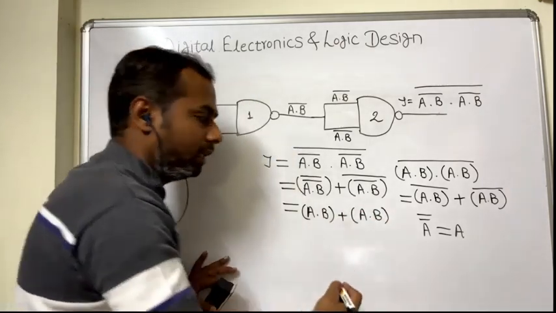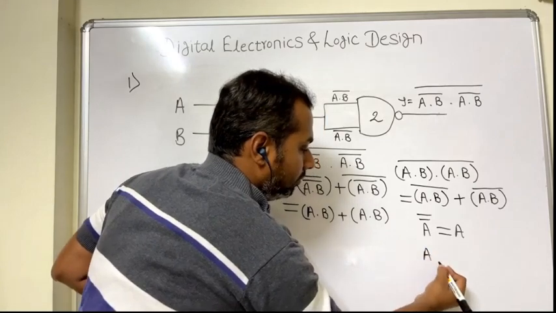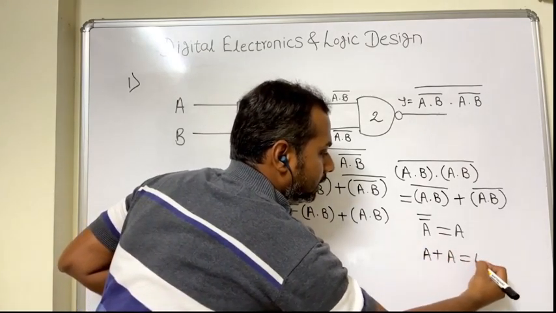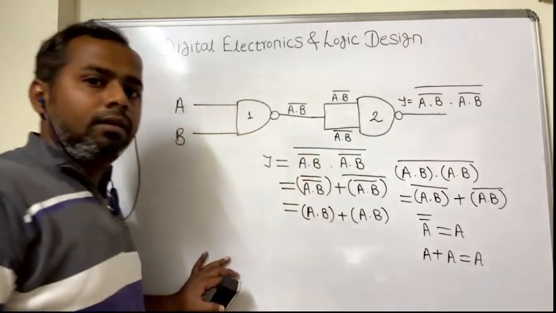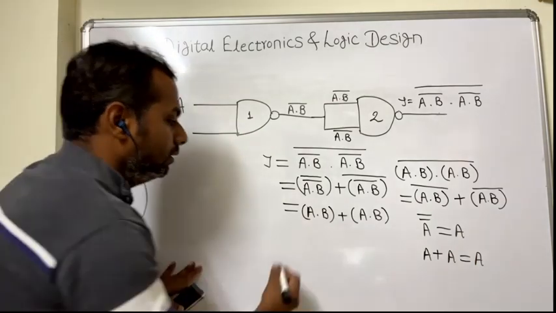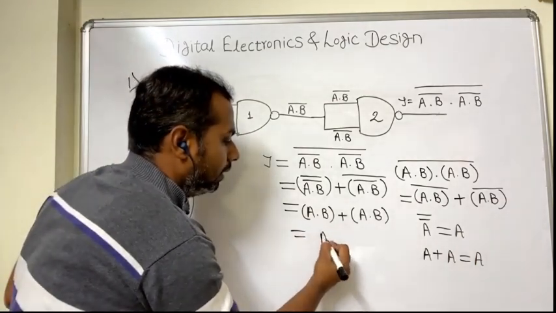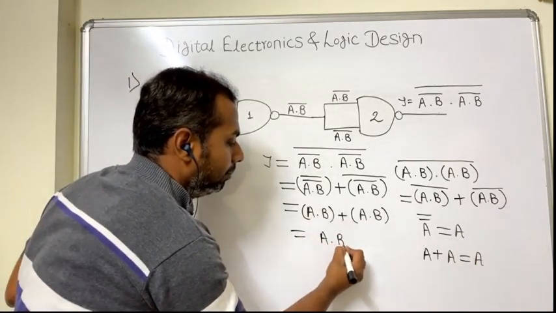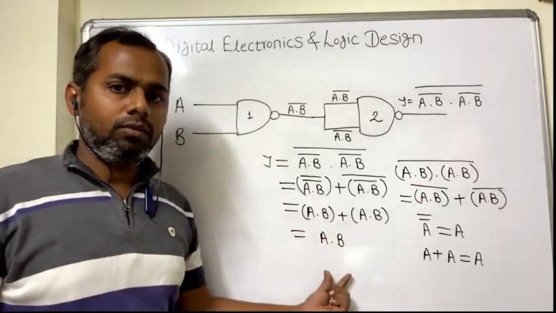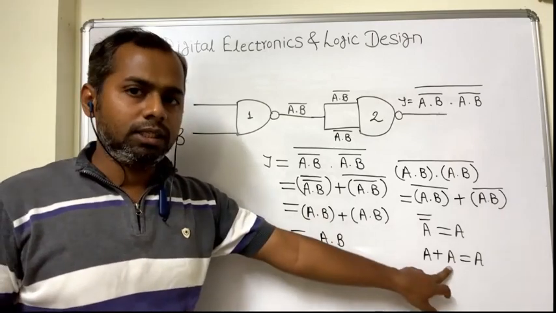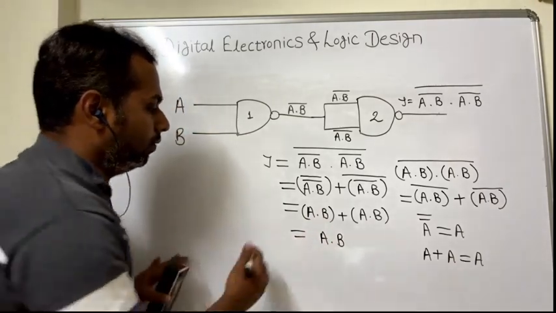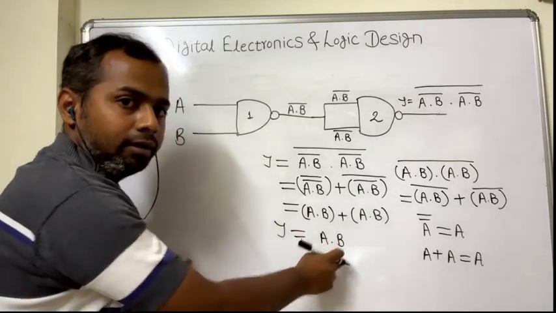Again we will use one theorem here. Suppose we are having a similar term in an OR operation, then its equivalent is always the same term only once. So if I use that rule here, then I can write it as A and B, because the same term is getting repeated. So you can write it only once. That is the logical theorem. So the final conclusion is Y equal to A and B.